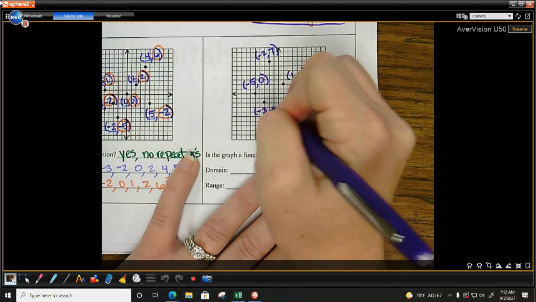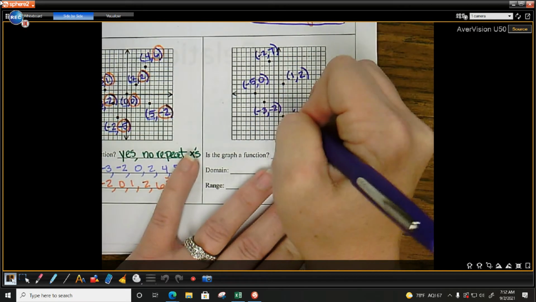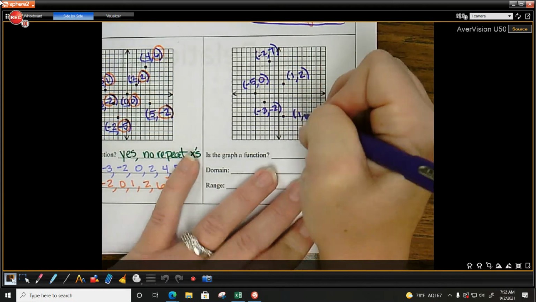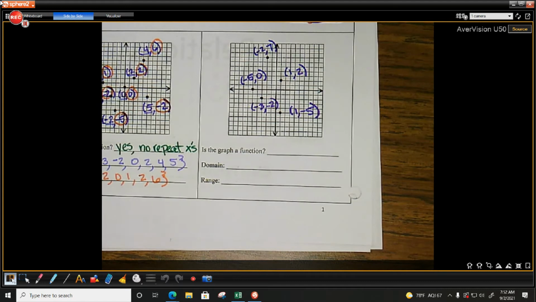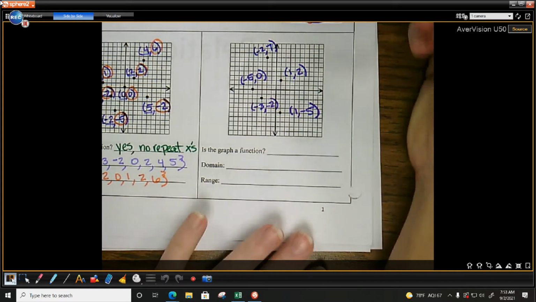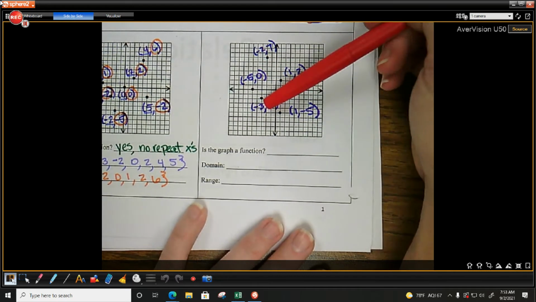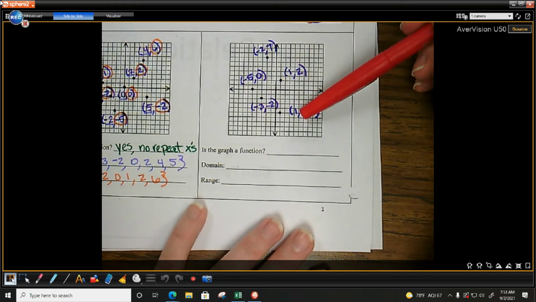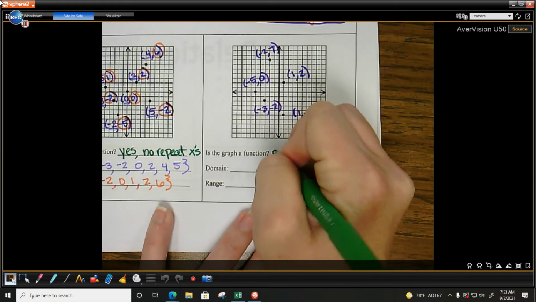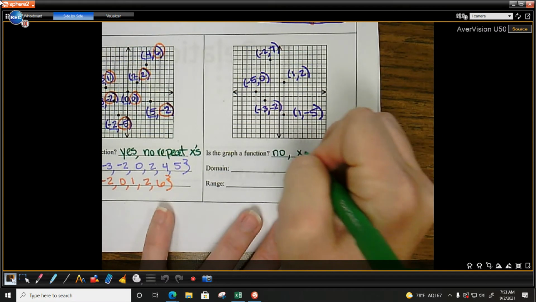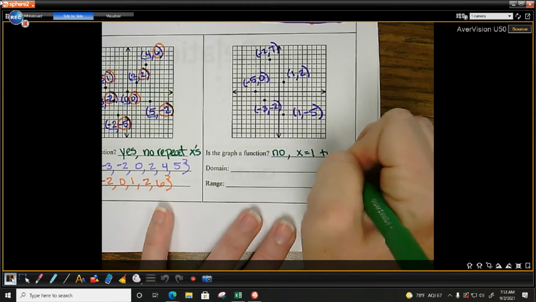-3, -2. Very good. And this one? 1, -5. Okay, so let's first determine if we are a function. We are looking at our x values: -5, -2, -3, 1, 1. Do I have repeated x values? Yes. Is it okay to have repeated x values? No. So am I a function? No. And I'm going to say x equals 1 twice.